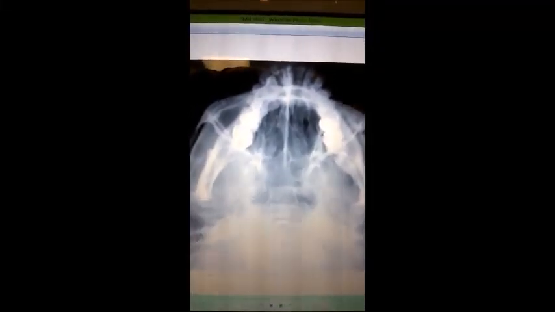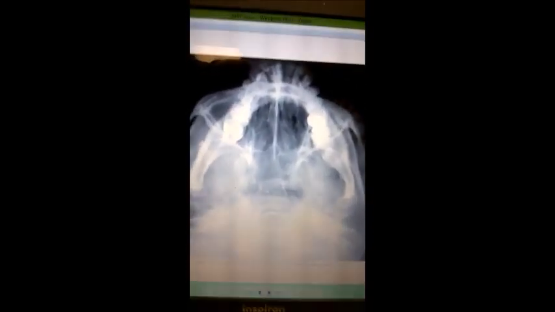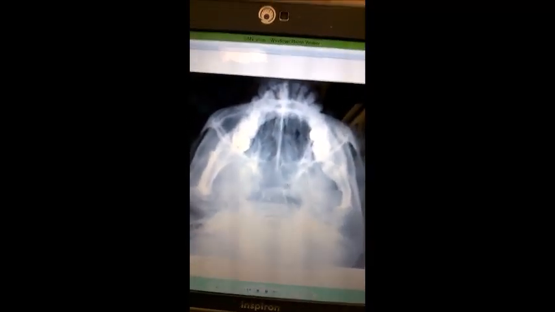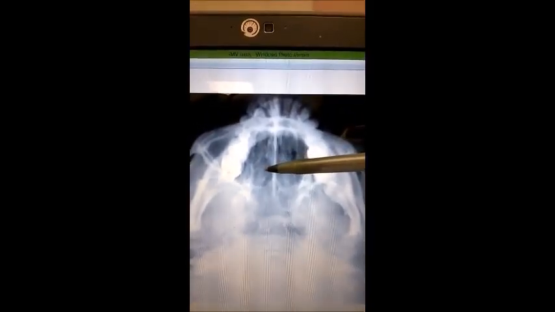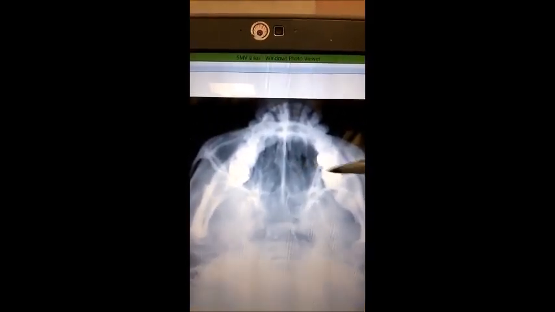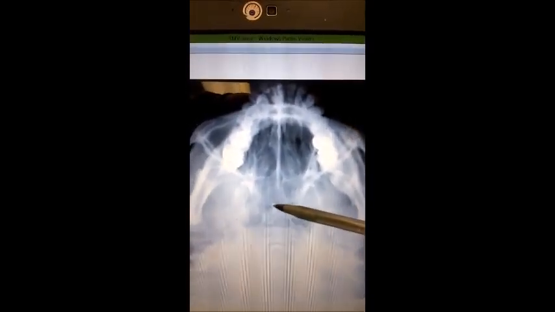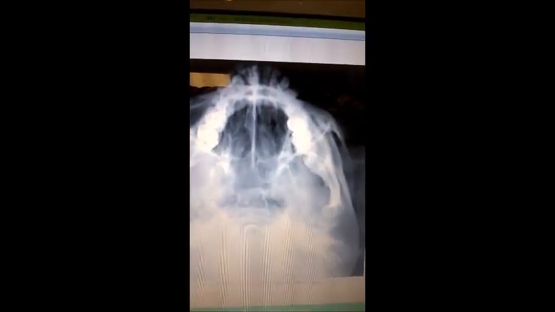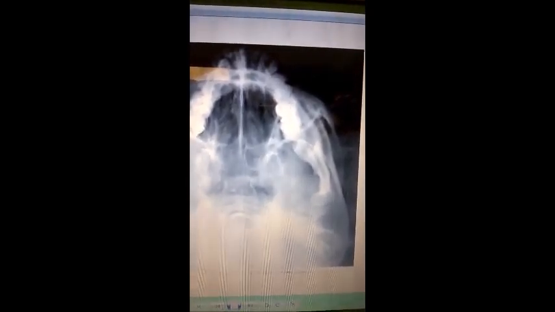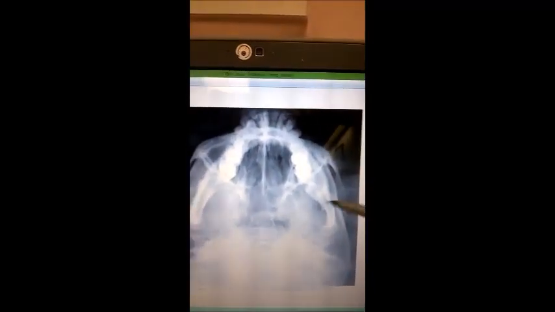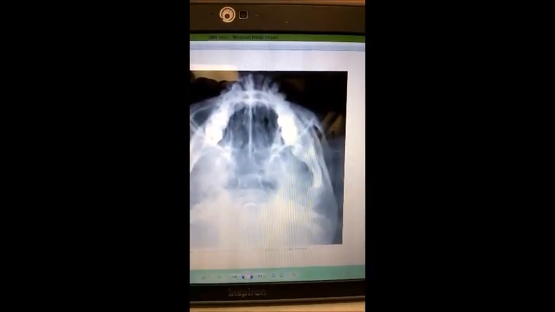Here we have a submentovertical projection of the ethmoid and sphenoid sinuses. What's shown here is the base of the skull, which also shows the ethmoid air cells right here on either side of the vomer, and also the sphenoid sinuses right here. How we know that there is no rotation is that the mandibular condyles on both sides are equidistant to the radiograph, right here and right here. So we do have no rotation.